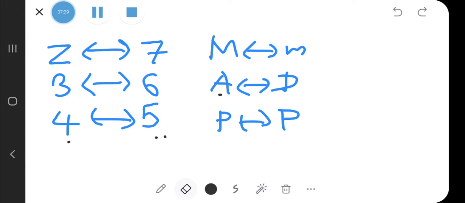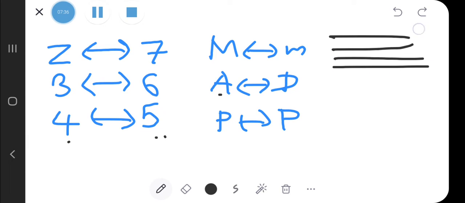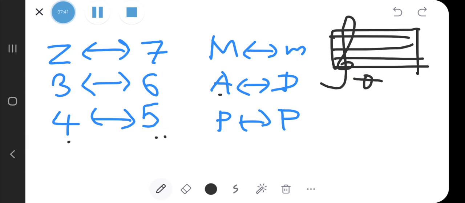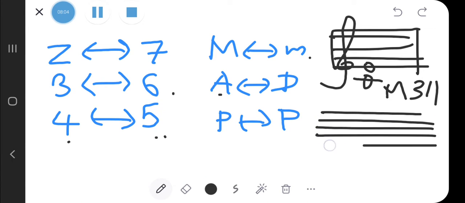We take a major third. C to E is a major third. When you invert that, it would be a minor sixth, right? Major third, when we invert, would be a minor sixth. Let's draw and see whether it's correct or not.